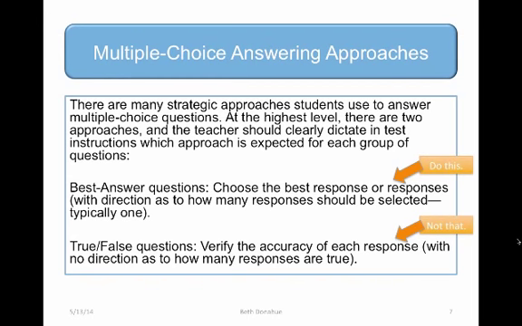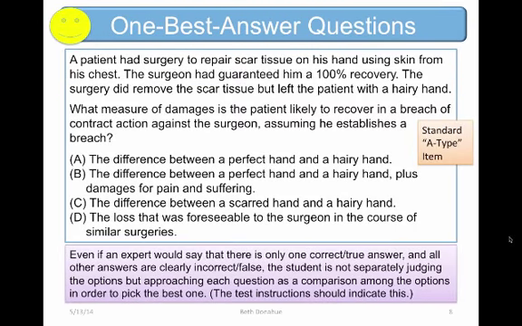And lest you think that the webinar is now over and you can sign off, it can be kind of hard to tell the difference sometimes between best answer questions and true-false questions. Here's a classic best answer question. You don't have to read it all the way through. We call this a standard A-type item because it has a set of facts. It has a prompt, which is the call of the question, and it has several different answer options.